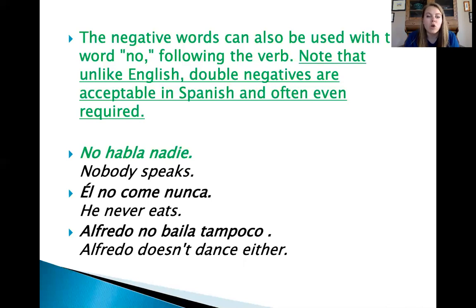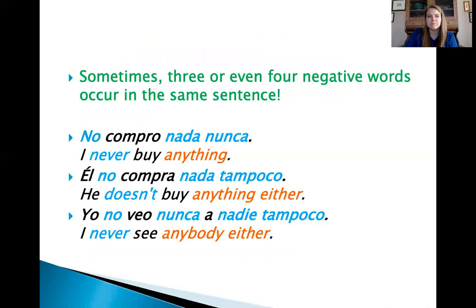Another example, él no come nunca. He never eats. It literally translates to he doesn't never eat, which in English would be, if he doesn't never eat, then he would sometimes eat, right? But in Spanish, it translates to he never eats. Alfredo no baila tampoco. He doesn't dance neither. So here we have he doesn't dance either. Okay, sometimes even 3 or 4 negative words occur in the same sentence.